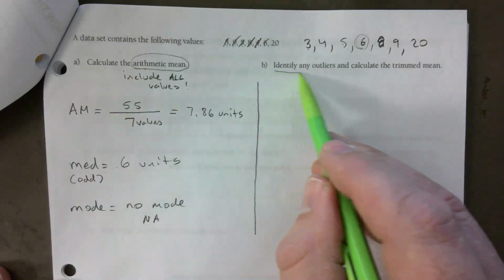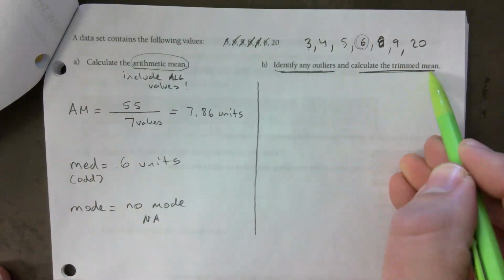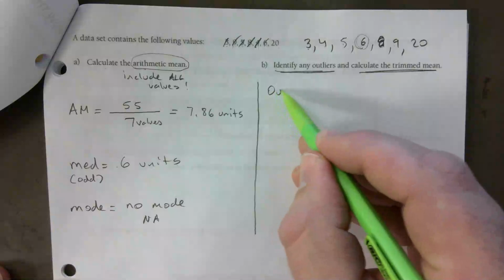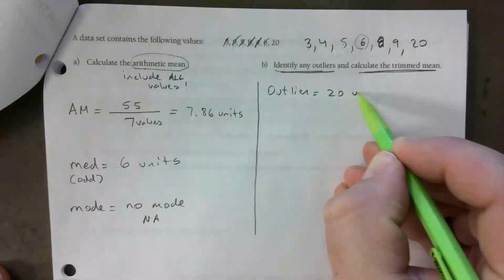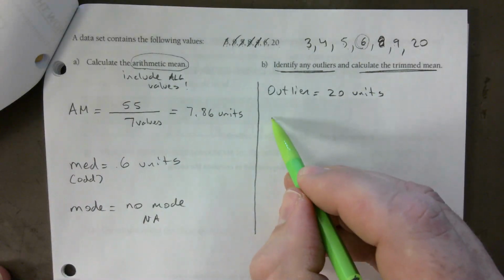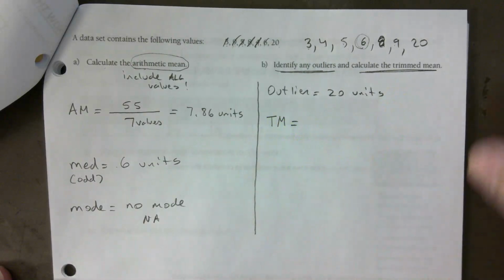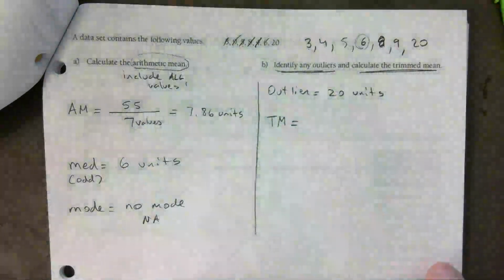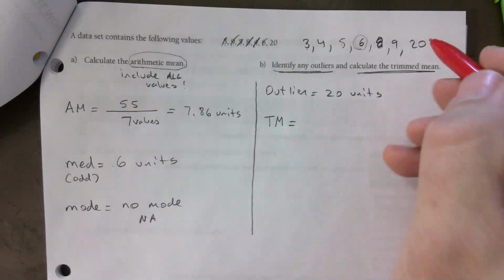Now, we're going to identify an outlier and then calculate the trimmed mean. So, is there an outlier? It's 20. Okay. So, now we're going to figure out the trimmed mean. And I'm going to use a red pen for this one. For the trimmed mean, remember, the default is remove the highest and the lowest. So I'm going to go.